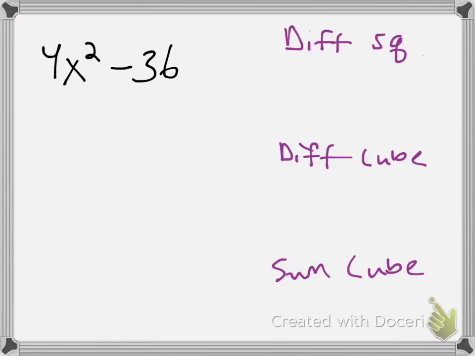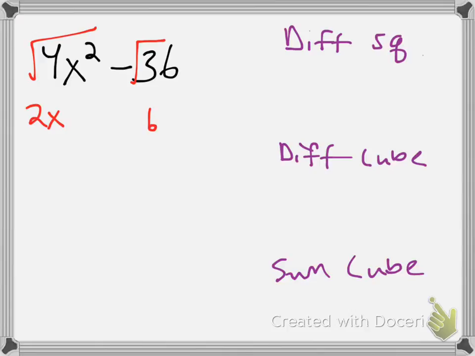Well, we know it can't be sum of cubes because that's a minus sign. So is 36 a perfect cube? Is there any number that multiplies by itself 3 times to get 36? No, but it is a perfect square. The square root of 4x squared is 2x because 2x times 2x is 4x squared. The square root of 36 is 6. 6 times 6 gives you 36.